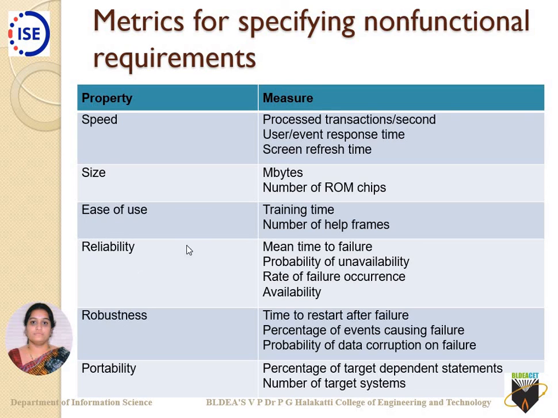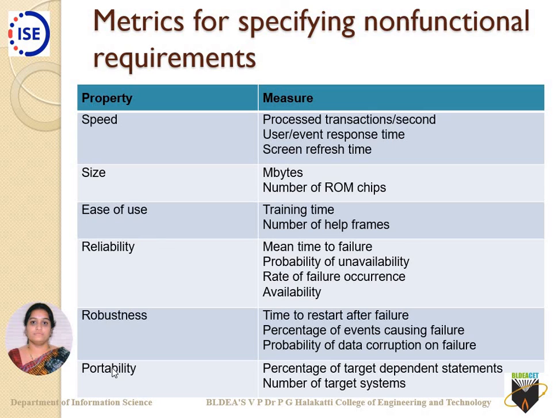Then comes reliability. Reliability says what the mean time to failure is, that is, the probability and for how long a duration it is unavailable, and the rate of failure occurrence. Robustness is, if anything fails, the time taken for it to recover or restart. Then the last one is portability.